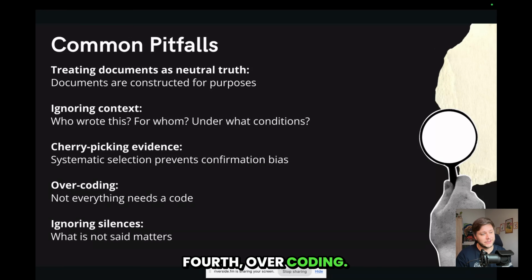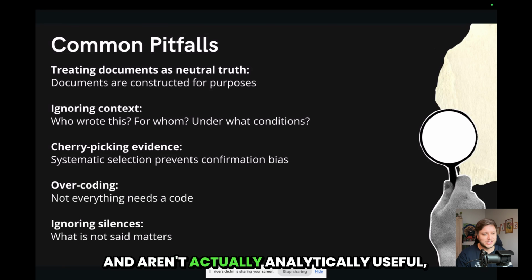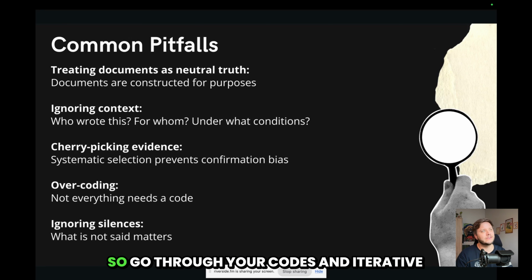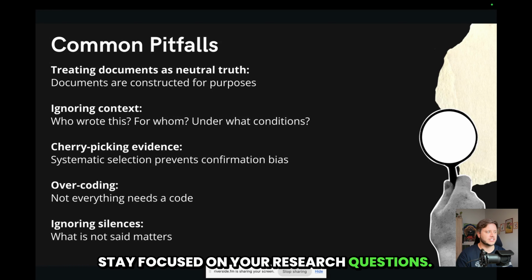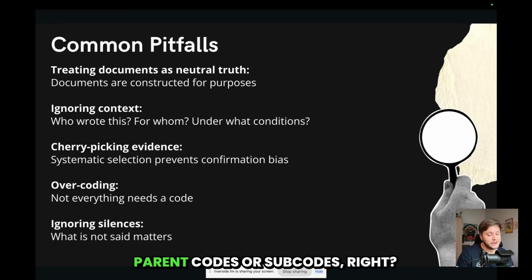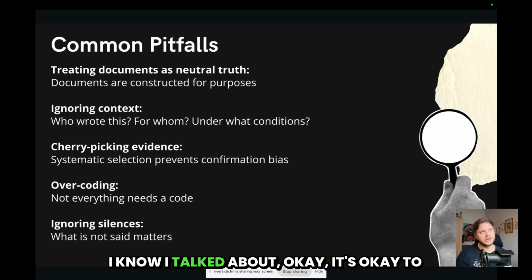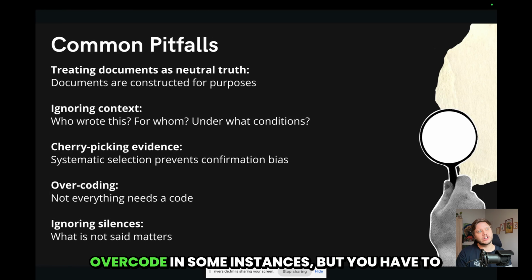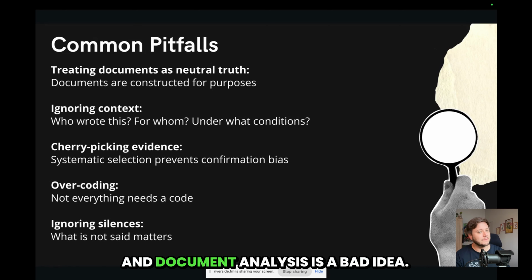Fourth, overcoding. Sometimes you create 70 codes that overlap and aren't actually analytically useful, right? So go through your codes in an iterative process. Stay focused on your research questions. Determine when you can fold codes into broader parent codes or subcodes, right? But not everything needs a code. I know I talked about, okay, it's okay to overcode in some instances, but you have to start to refine over time. And overcoding in document analysis is a bad idea.